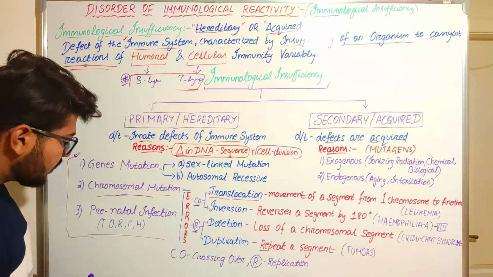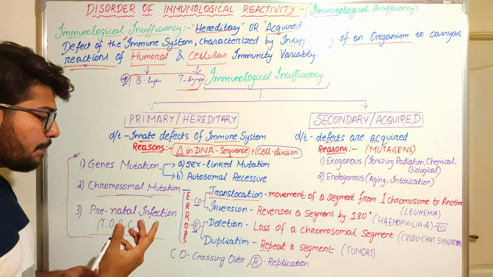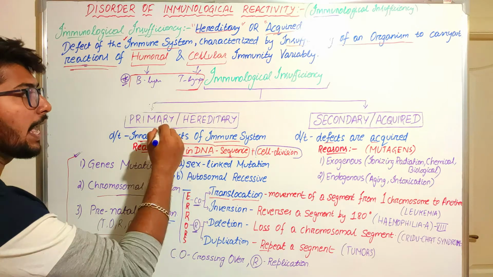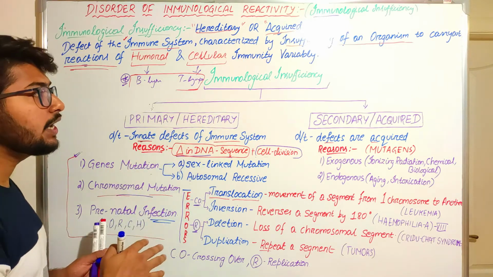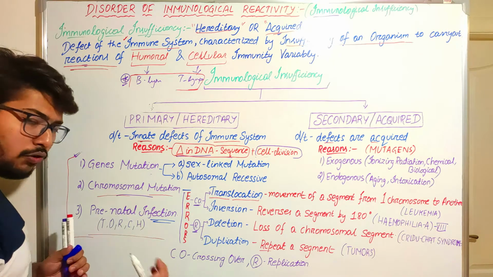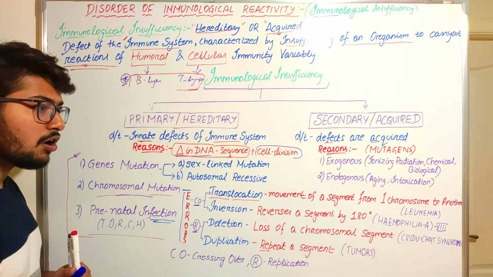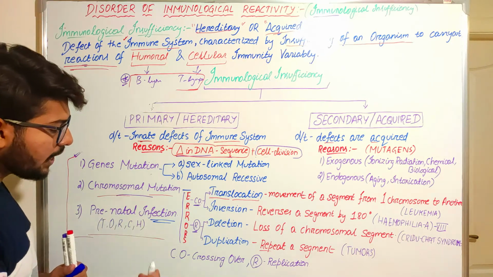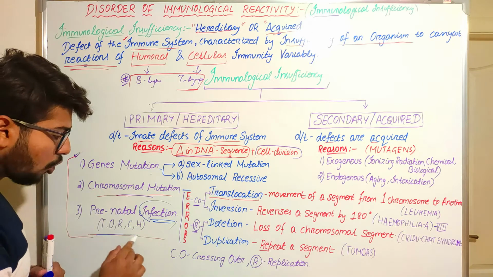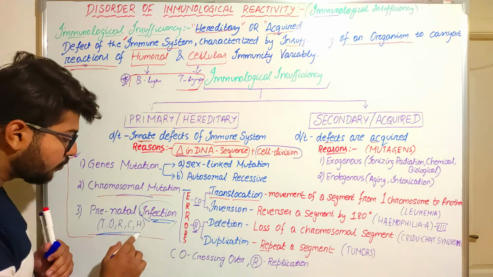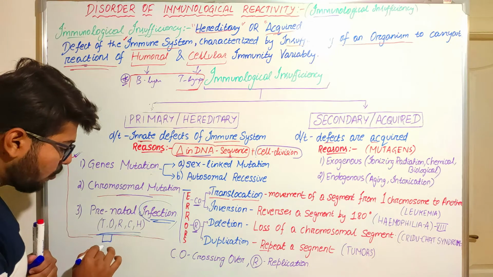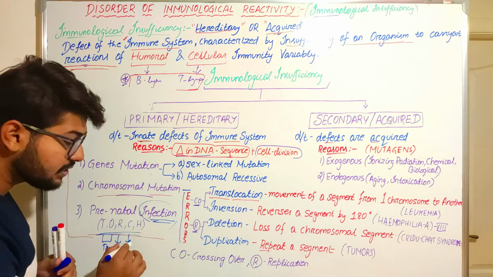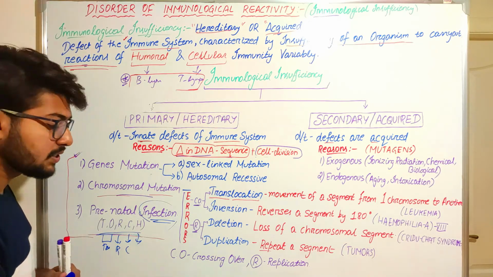Okay, so next comes prenatal infection. What do you mean by prenatal infections? The infections that cause hereditary changes or hereditary immunological insufficiency before birth. During the period of uterine growth, if the baby gets infected through some kind of infection, like the TORCH infections. In short abbreviation, we can call it TORCH. TO means Toxoplasma gondii, R means rubella virus, C means cytomegalovirus, and H means herpes simplex virus.